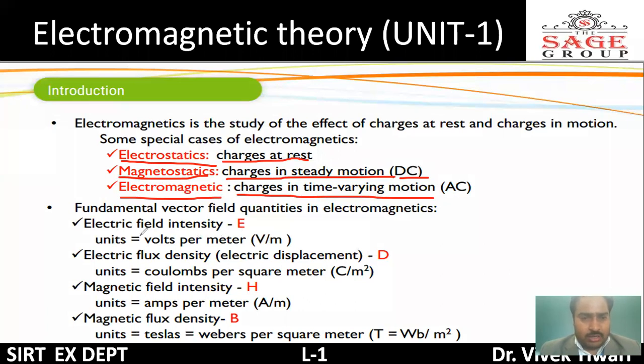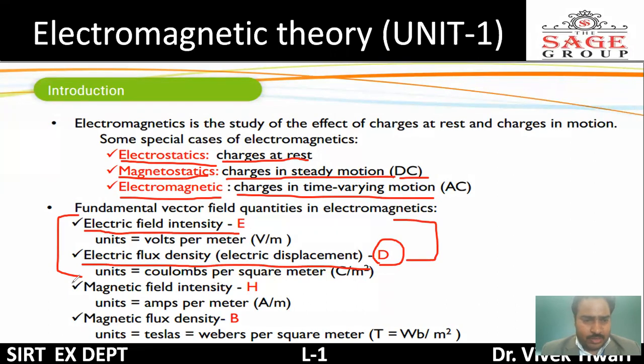Some fundamental quantities that we will use in electromagnetic theory are, first, electric field intensity. It is represented by E, and its unit is also important, that is volt per meter. Next is electric flux density. It is represented by D, and its unit is coulomb per square meter. So these two quantities are very important in the case of electrostatics or electric field.